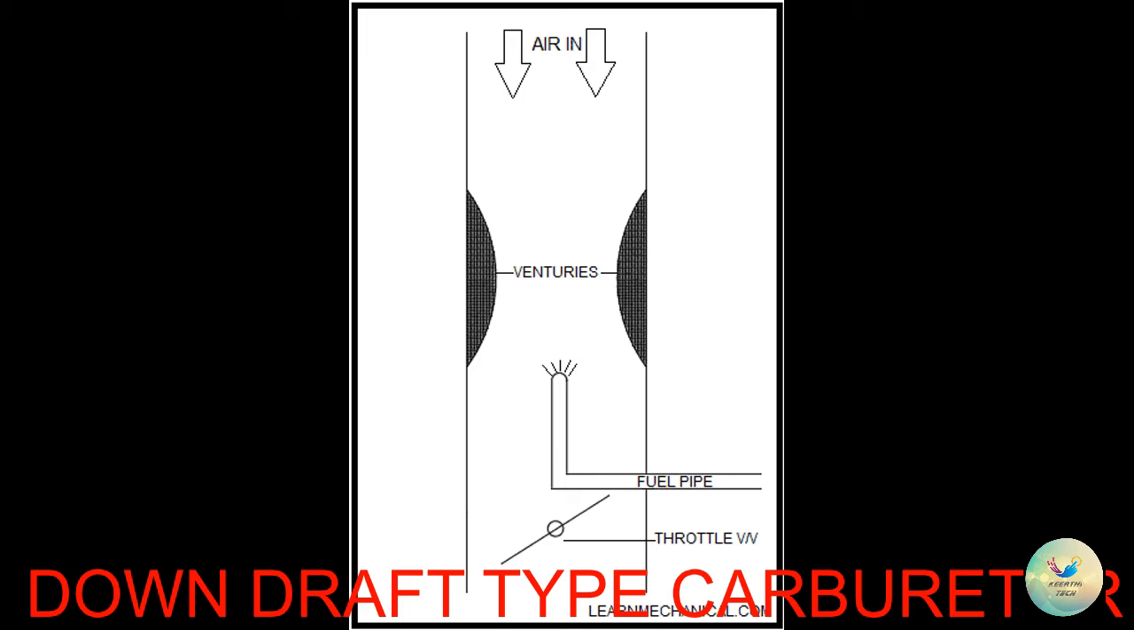The mixture of fuel and air is controlled by the choke valve, and the quantity of charge supplied to the engine cylinder is controlled by the throttling valve. At this time, most vehicles use downdraft carburetor systems because of the advantages I mentioned above.